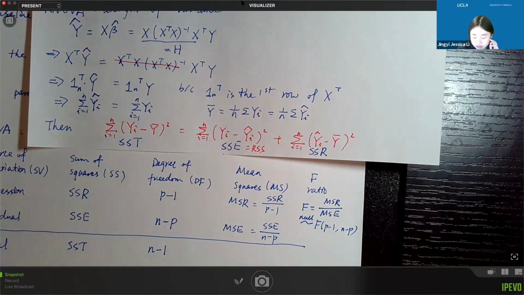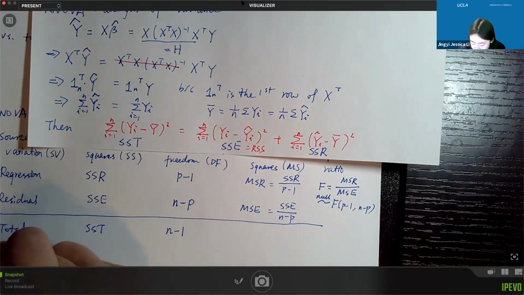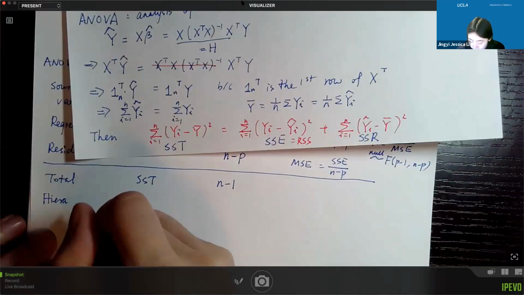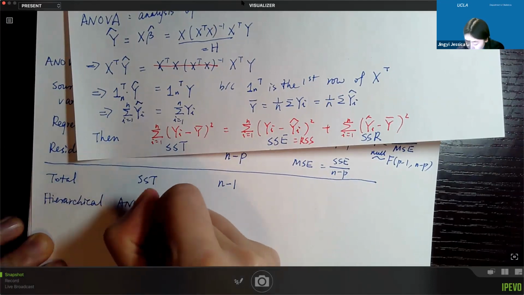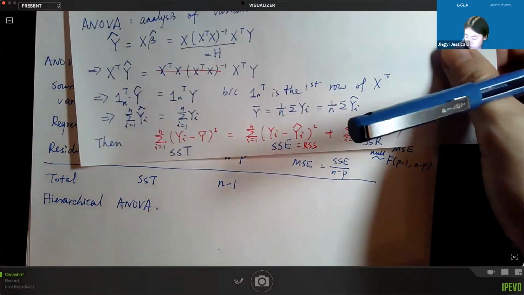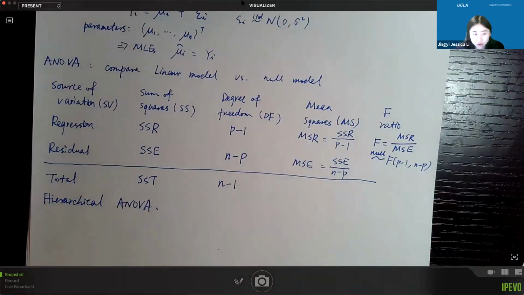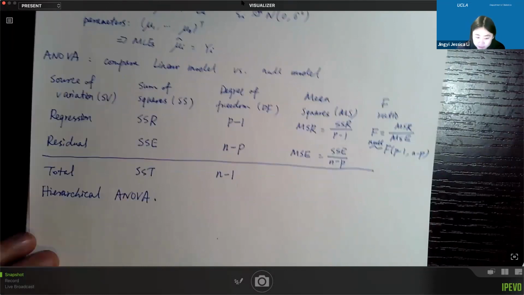Now we're going to introduce another useful one. It's actually a little trickier, and it can be very easily mistaken in practice. It's called hierarchical ANOVA. In hierarchical ANOVA, what you do is that you are trying to input your variables in your model in a sequential order. So it's comparing these two things.